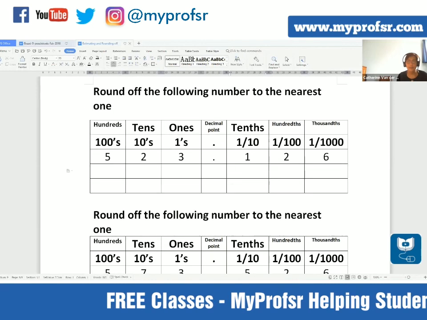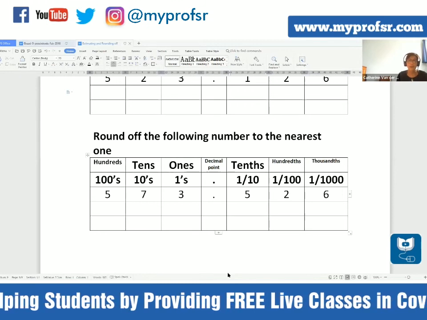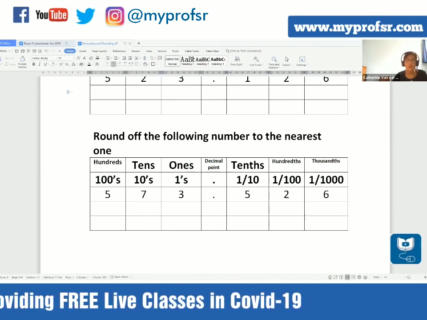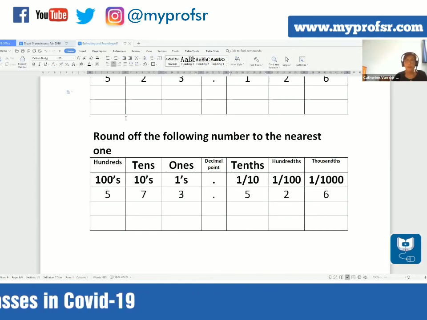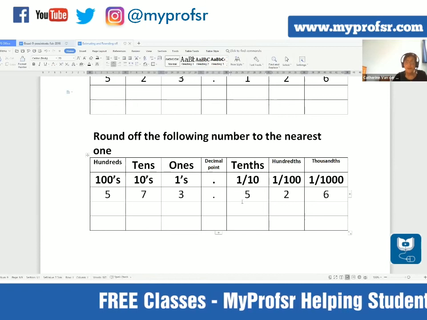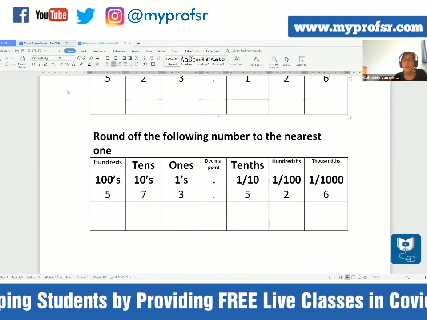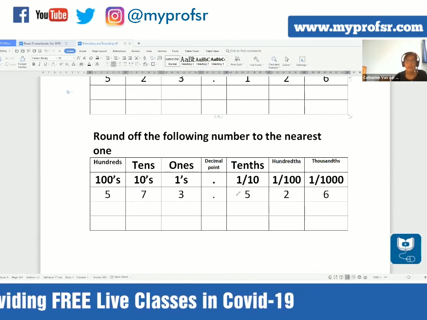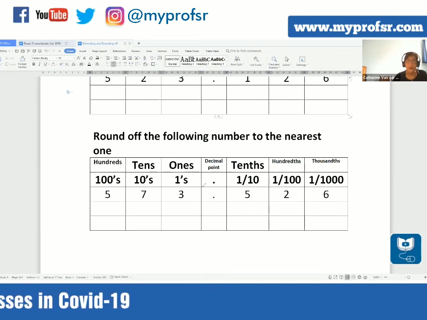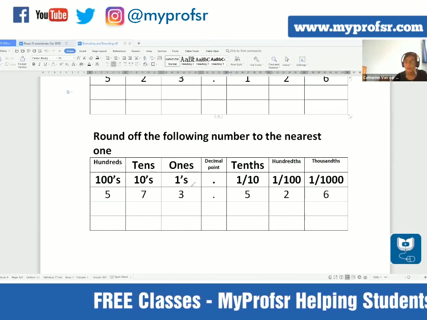I have another example. Now we have to round off the following number to the nearest one. This one is a little bit more complicated. It is a 5 now. Now, what do we do in the case of 5? Can any one of you tell me? What do we do if it is a 5? Do we round it up or do we keep this number the same? What is the answer for this problem?